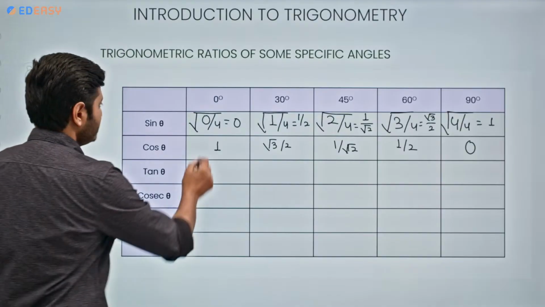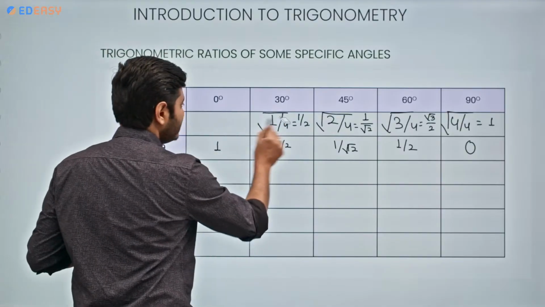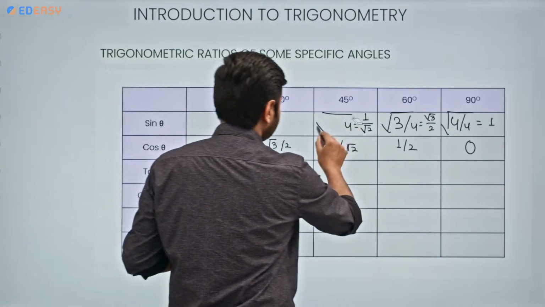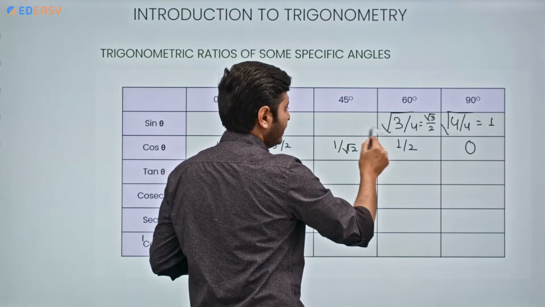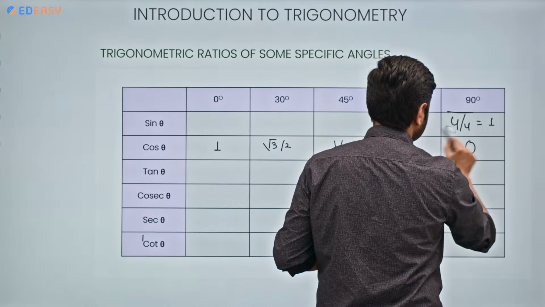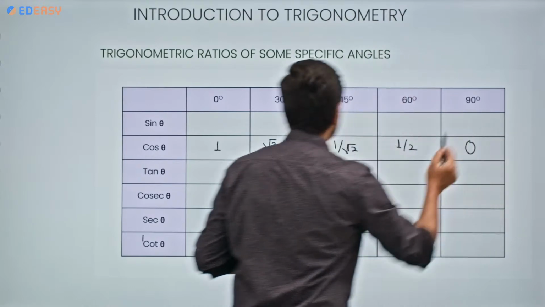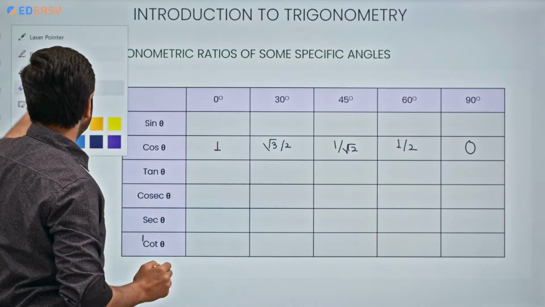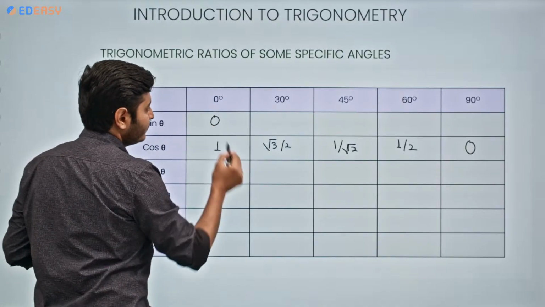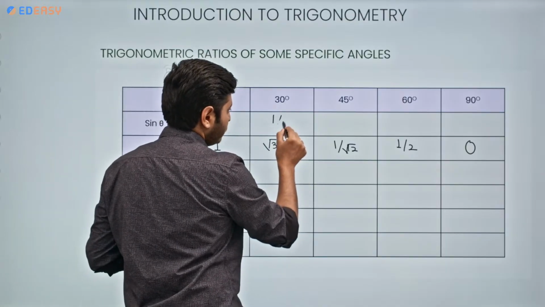So let me erase and let me put the single value only. Now because you know the trick now, na? First you are going to write 0, 1, 2, 3, 4. Then you will divide each value by 4. Then you will find the under root.